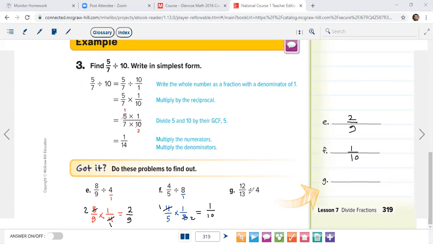The same will happen for problem G. So 4 is like 4 over 1. We keep the 12 over 13 multiplied by 4 over 1 will be 1 over 4. Now we can use normal multiplication or cancellation. Divide by 4 is 1, divide by 4 is 3. So this will be 3 over 13.